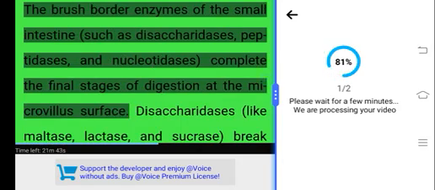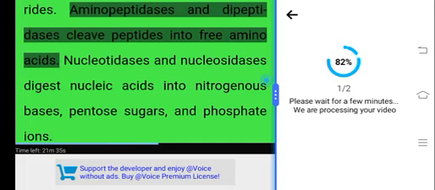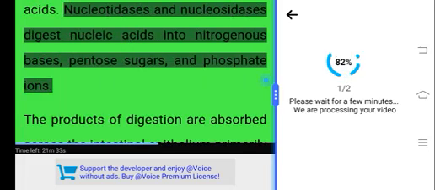The brush border enzymes of the small intestine, such as disaccharidases, peptidases, and nucleotidases, complete the final stages of digestion at the microvillus surface. Disaccharidases, like maltase, lactase, and sucrase, break down disaccharides into monosaccharides. Aminopeptidases and peptidases cleave peptides into free amino acids. Nucleotidases and nucleosidases digest nucleic acids into nitrogenous bases, pentose sugars, and phosphate ions.